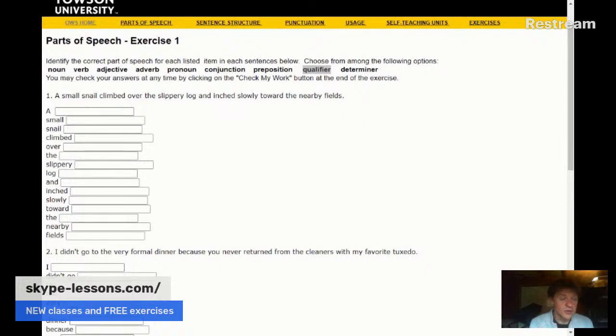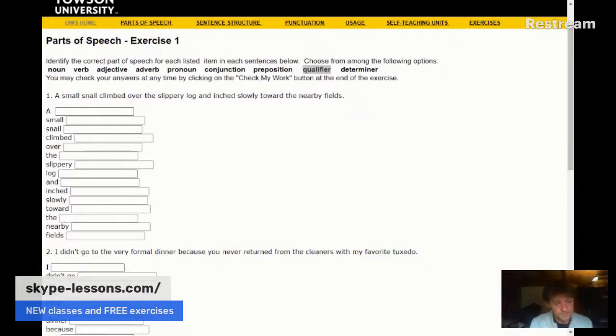Then we've got small. Well, which word is small describing? Sometimes in grammar books they say modifying. Which word is small modifying? Which word is it describing? That's all they mean. Of course, it's describing snail. So if we know what type of word snail is, we can work out what type of word small is.